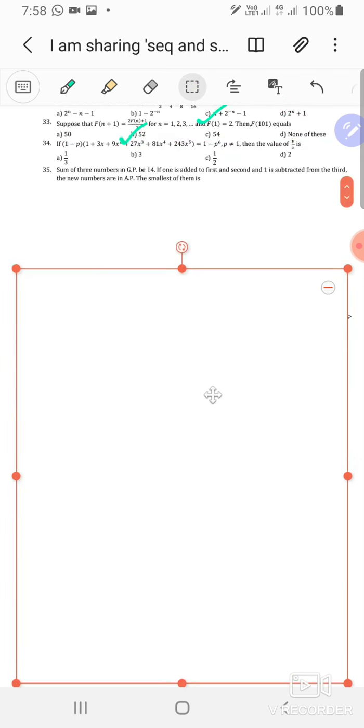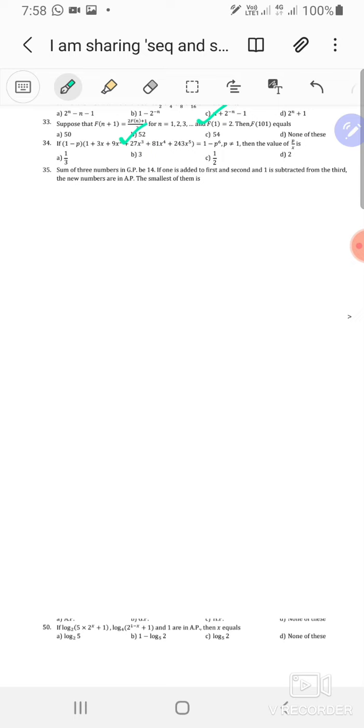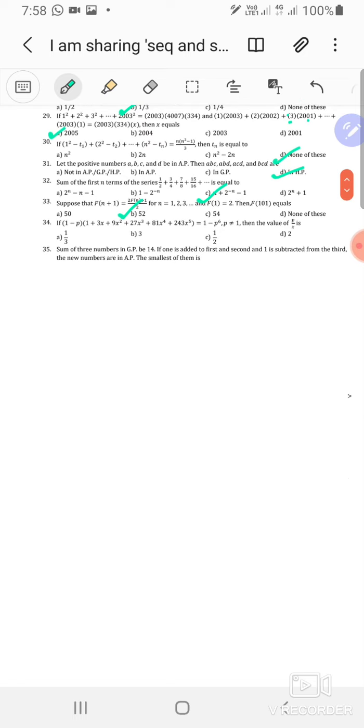Okay, cool. So the next question is, if (1 minus p) into (1 plus 3x plus 9x squared plus 27x cubed plus 81x to the power 4 plus 243x to the 5th), okay, I need to point out that 3, 9, 27, these are actually powers of 3. Fine. And this is equal to (1 minus p) power 6. Okay, let's just do it. So 1 minus p into this thing.